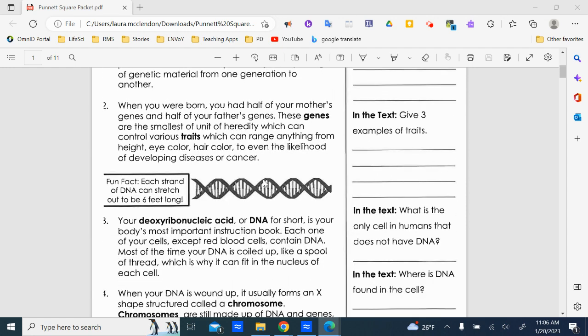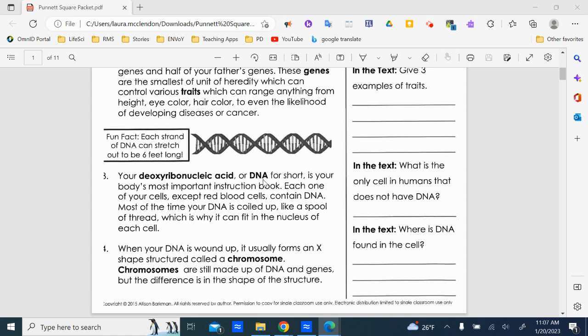2. When you were born, you had half your mother's genes and half your father's genes. These genes are the smallest unit of heredity, which can control various traits, which can range from height, eye color, hair color, and even the likelihood of developing diseases or cancer. Fun fact: each strand of DNA can stretch out to be 6 feet long.